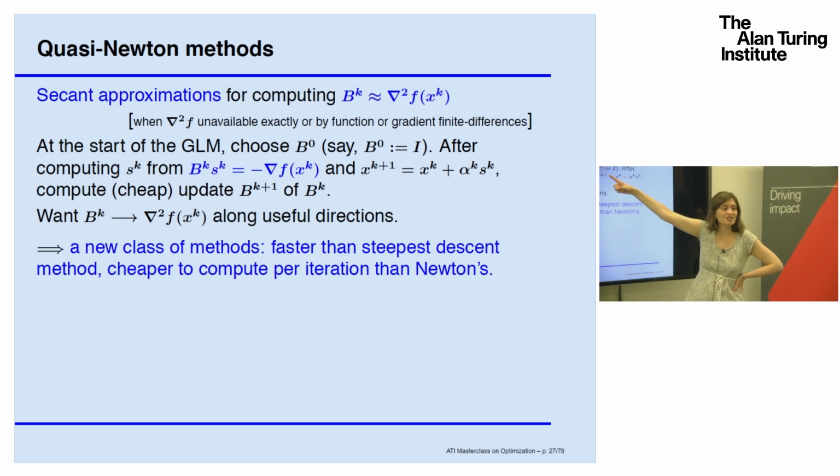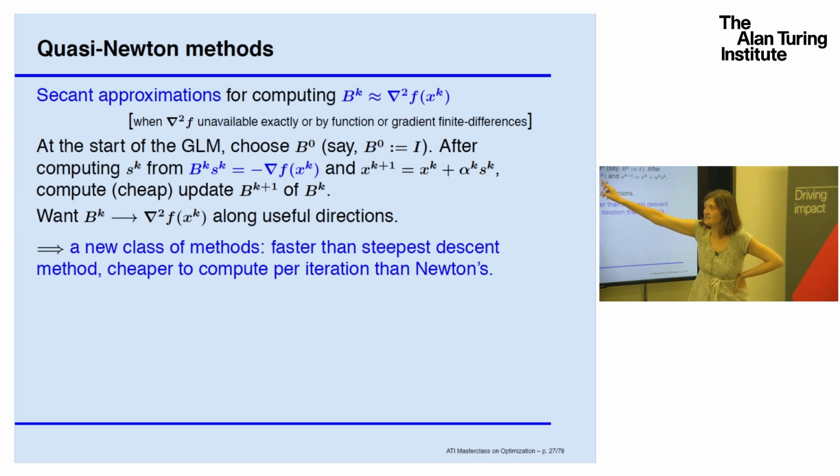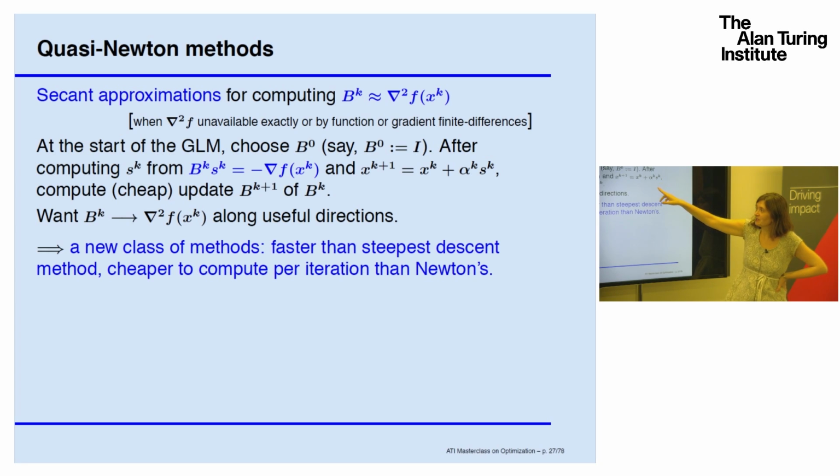You start with some initial guess of your second derivative matrix. And it can often be, and it's OK for it to be, the identity matrix. So that means that your first direction, S0, is steepest descent, OK? And then you compute your next iterate, just like before, with line search. And after you computed your iterate, you're going to compute a new approximation, BK plus 1, of your second derivative matrix.